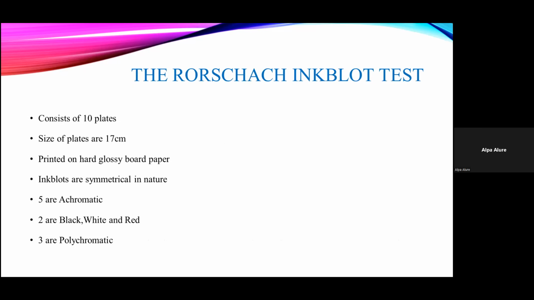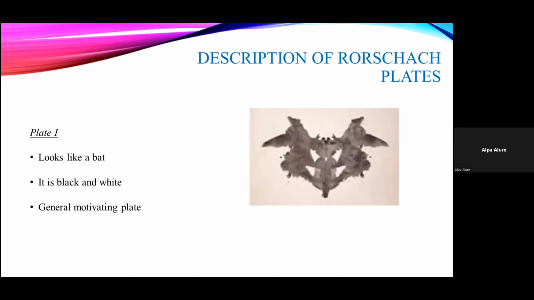The Rorschach Inkblot test basically consists of 10 plates. The size of the plates are approximately 17 centimeters, which are printed on hard glossy paper. The ink blots are symmetrical in nature. 5 are achromatic, 2 are black, white, and red, and 3 are polychromatic. This is the first card. Now, this kind of looks like a bat. It is basically black and white, and it's a general motivating plate.